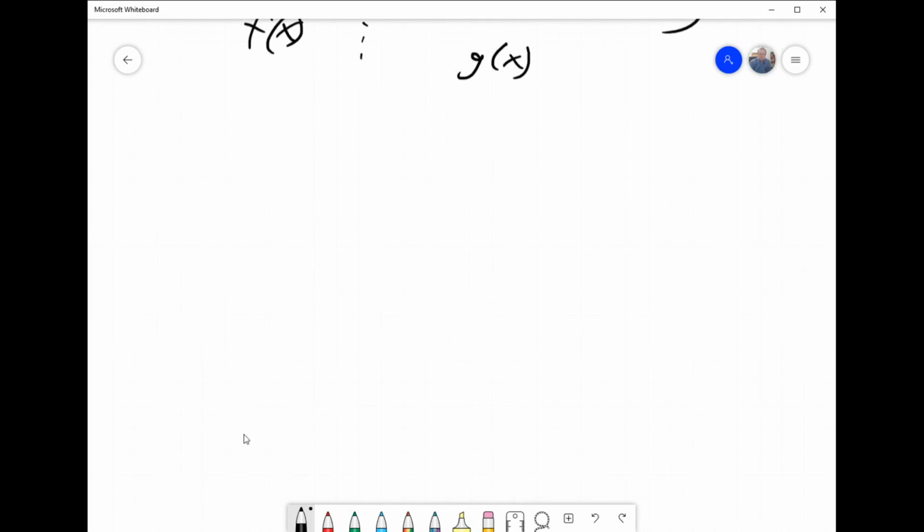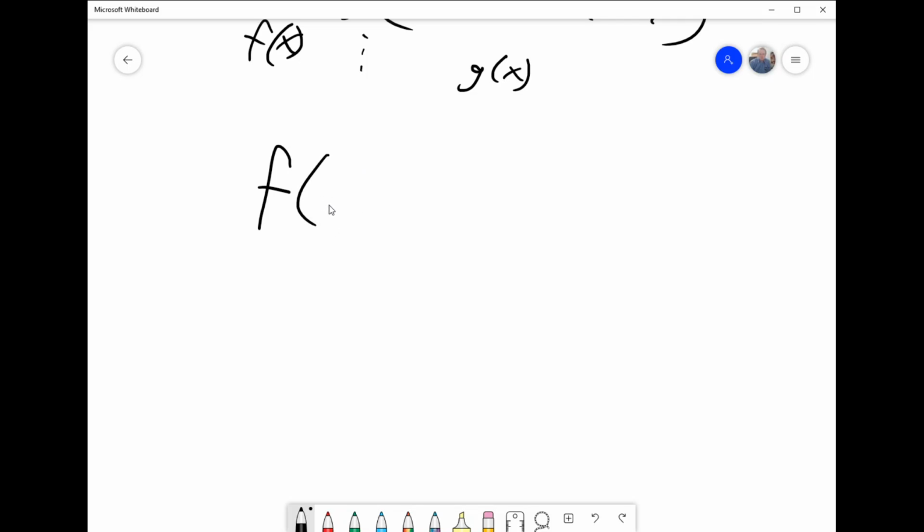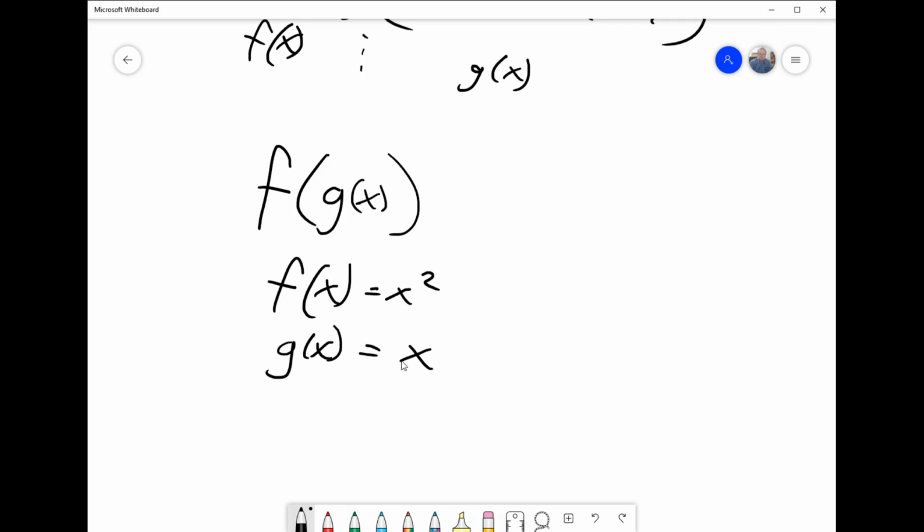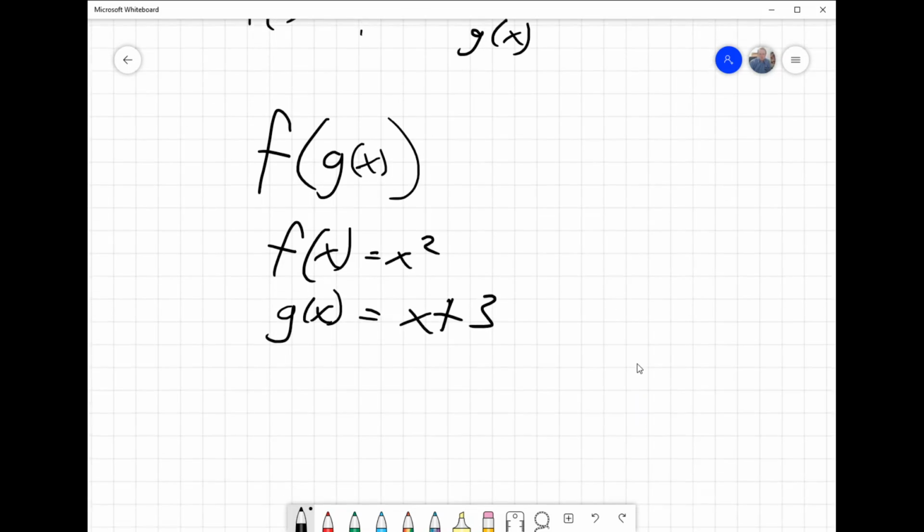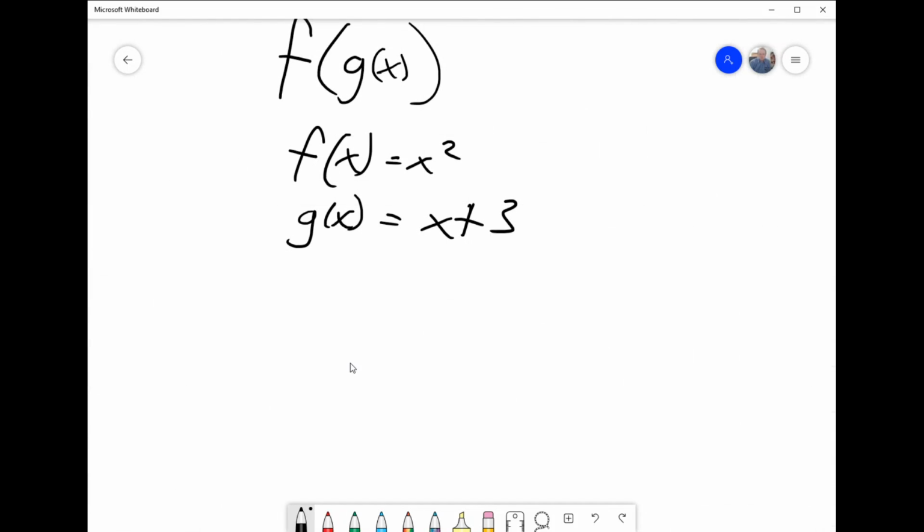It's the compositions that take a little more time. This is what happens when f is not a function of x, but f is a function of g, which is in turn a function of x. So say f of x is x squared, and g of x is x plus 3. Then there's 2 ways. Actually, with this, there's 4 ways to make compositions of functions. You can have inner functions and outer functions.